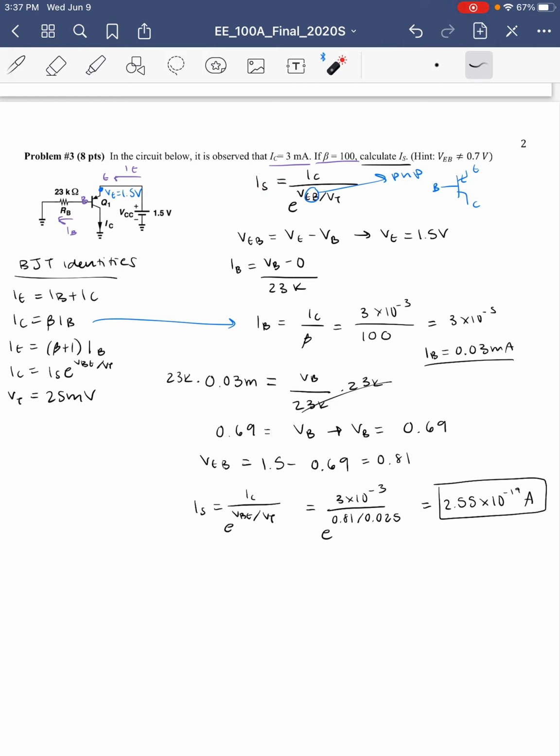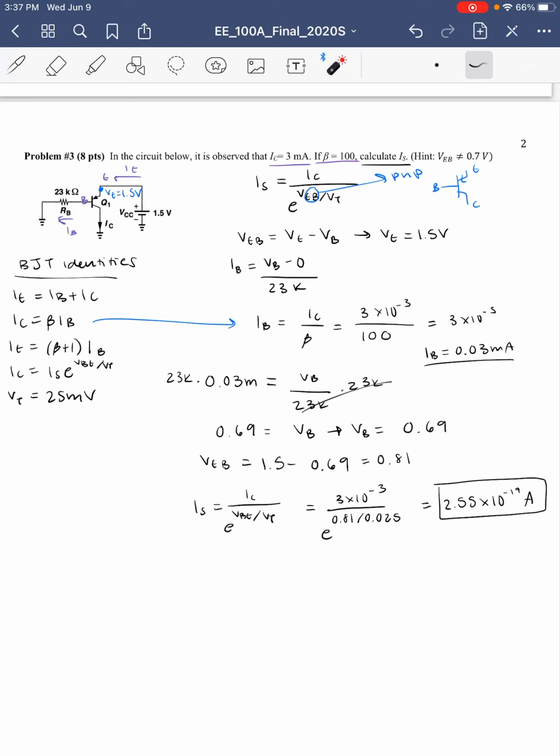We know that VEB is equal to VE minus VB. And we have a voltage source right here, and the voltage here is the same as the voltage right here at VE. So this means that VE is equal to 1.5 volts. So now we need to find what VB is. VB is right here, so we can use Kirchhoff's laws to try to determine it.